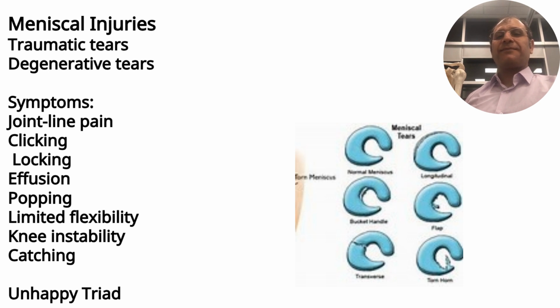Unhappy triad. This refers to an injury involving the medial collateral ligament, anterior cruciate ligament, and medial meniscus. It typically results from valgus, flexion, and external rotation forces applied to the knee when the foot is planted.